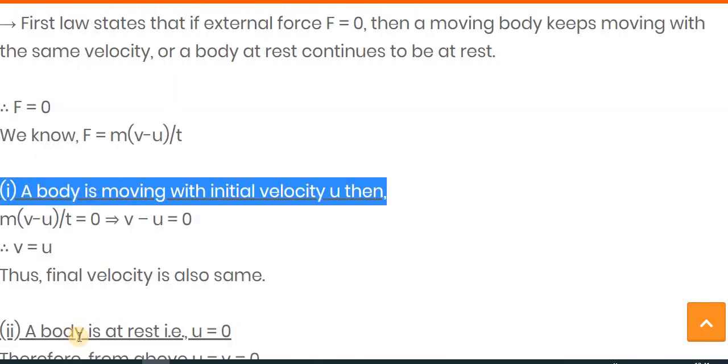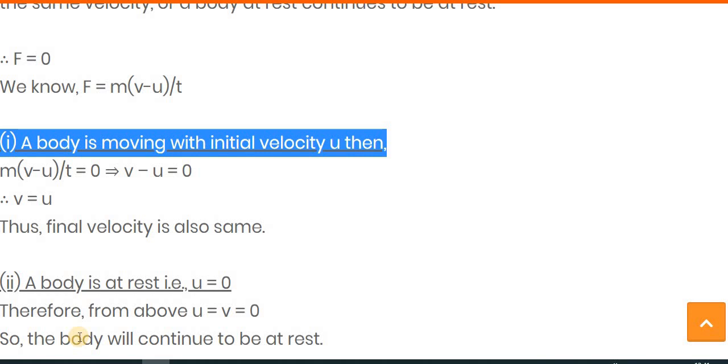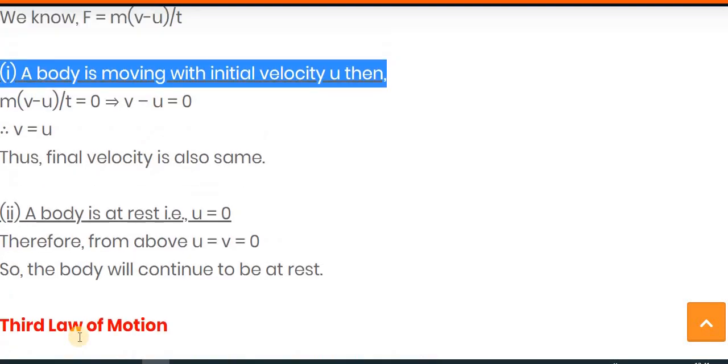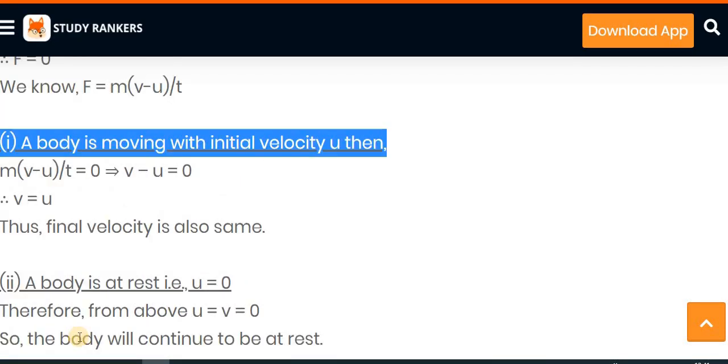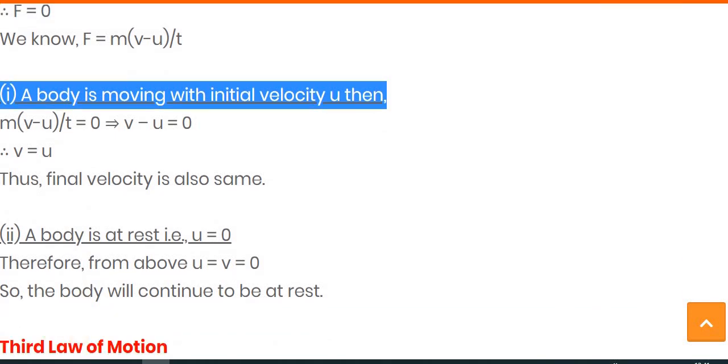So we can consider that the body moving with the initial velocity keeps a constant velocity. The same applies when the body is in a rest condition. In such a case, u becomes 0 and v is also 0. So the body will continue to be at rest.